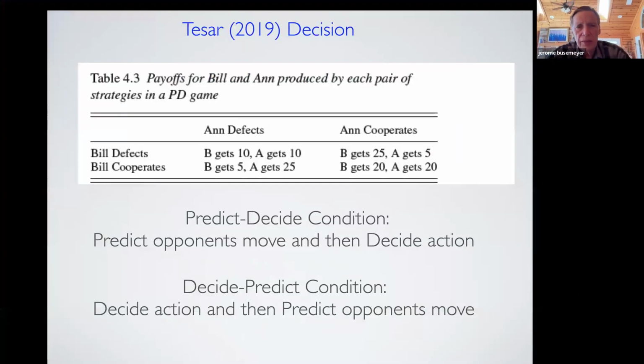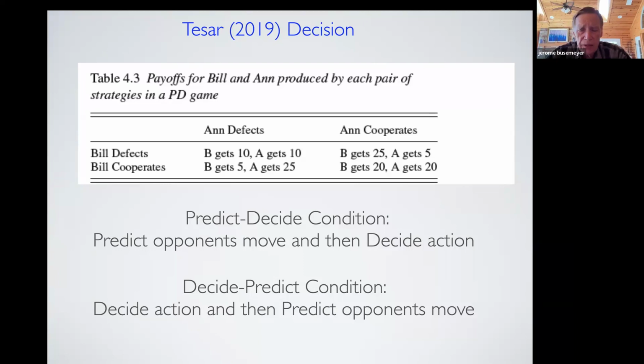Okay, so here's the prisoner's dilemma game. We've got two players like Bill and Ann, and they can either defect or they cooperate. Basically, the payoffs are set up so that no matter what Ann does, Bill's better off defecting. And no matter what Bill does, Ann's better off defecting. So the dominant strategy in the economic game theory would be to defect. But people often cooperate. So that's one issue.